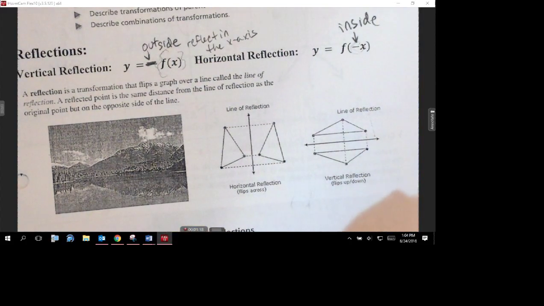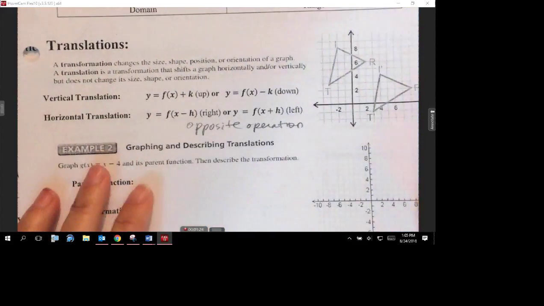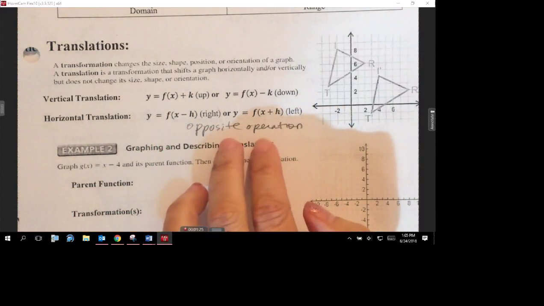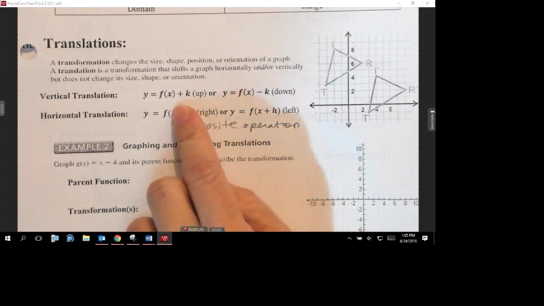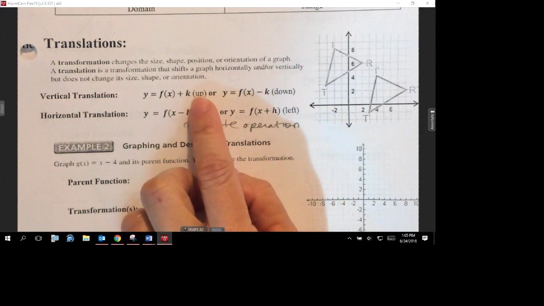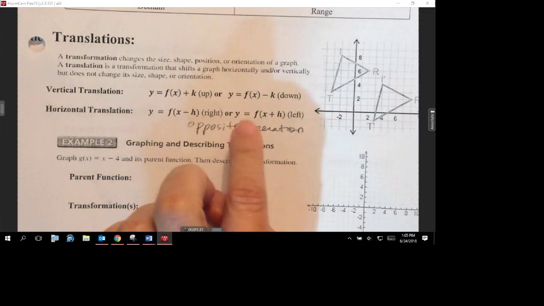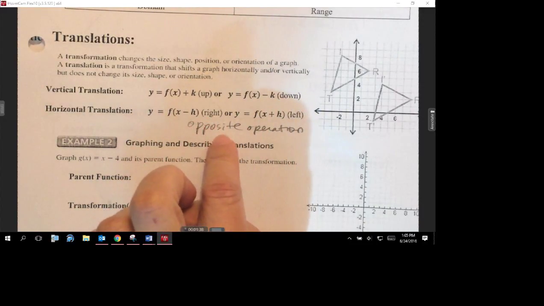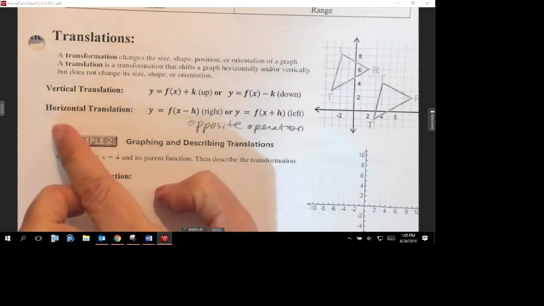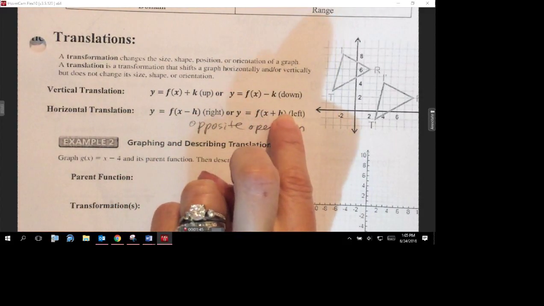And then the previous day, we had been talking about translation. So this is from our previous notes. So you'll need all your notes when you do your homework. Our previous day, we were talking about if we add or subtract outside of the function, it's a vertical translation. And if it's inside of the function, then we use the opposite operation, and it's horizontal. So if it's minus, it's right. If it's plus, it's left type thing.